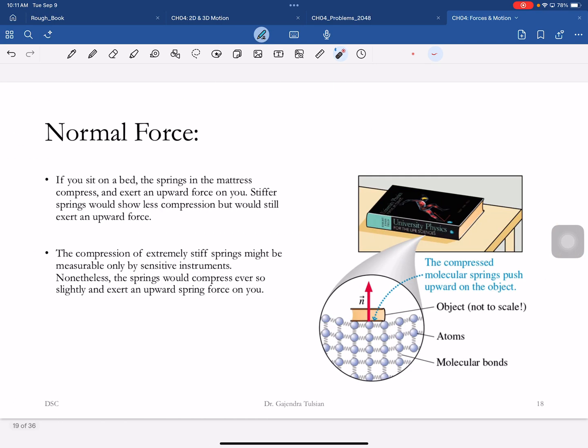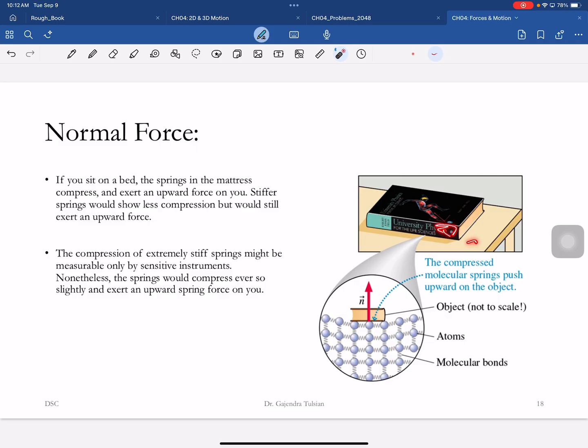Okay? The normal force. So this is the normal force, the weight of this object, the weight of the book, is acting downward. Again, gravity is pulling it downward. And the table is exerting an equal and opposite force in the upward direction. And that upward force is perpendicular to the surface. And that's why it's called a normal force. Okay. And here's how it arises.